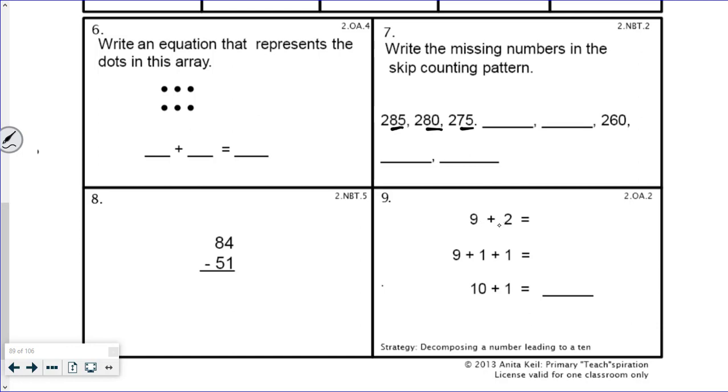And then number 9, 9 plus 2. Our strategy is decomposing a number leading to a 10. So we want to make this 9 into a 10 because 10 is easier to add. So we're breaking the 2 apart. Do I agree with this method? Not really. I would prefer just to think, okay, 9, 10, 11, right? 2 hops instead of doing all this extra work. But it could help you with bigger problems. So do that one, pause your video and do that one. And then we'll start checking from the top.